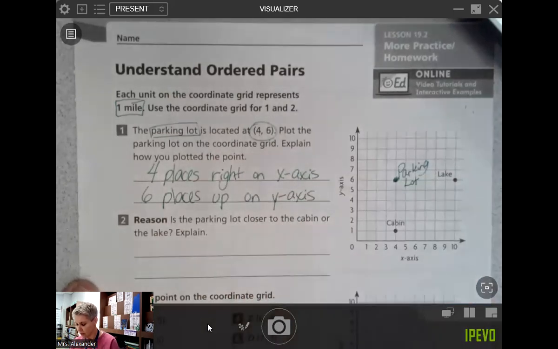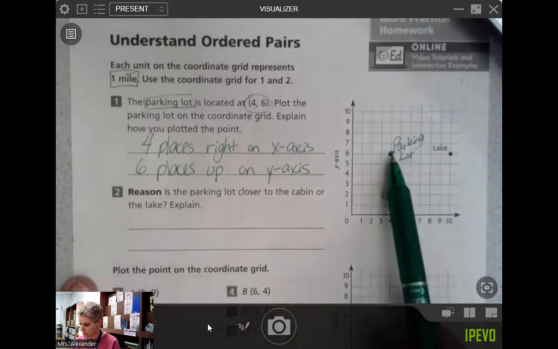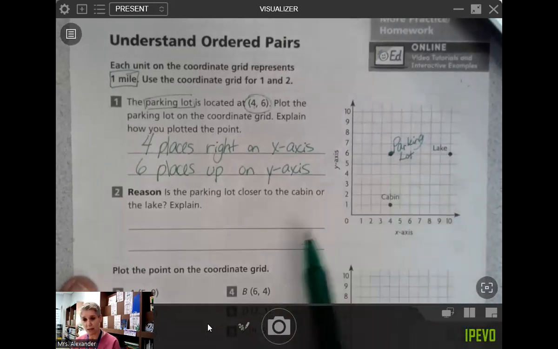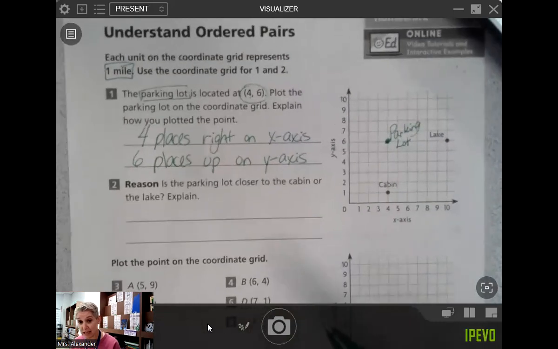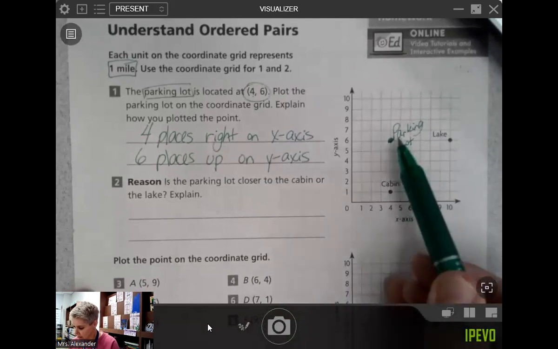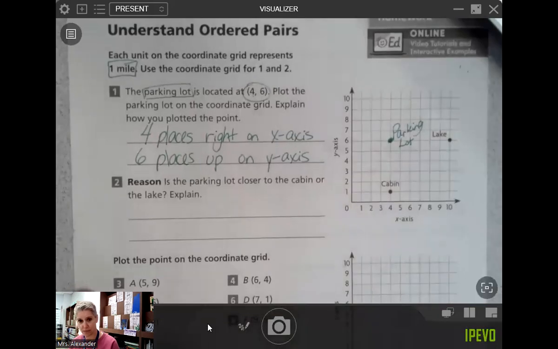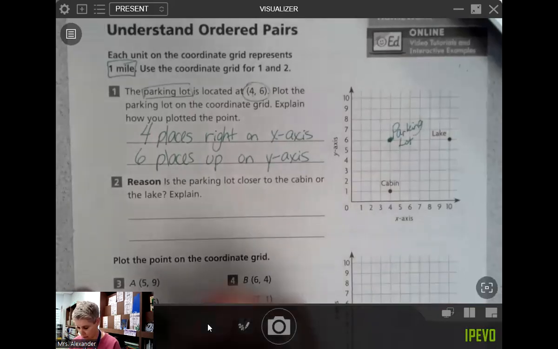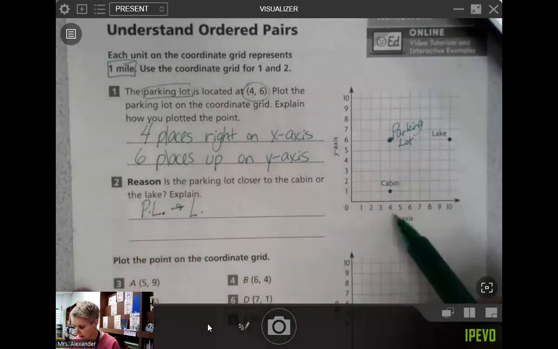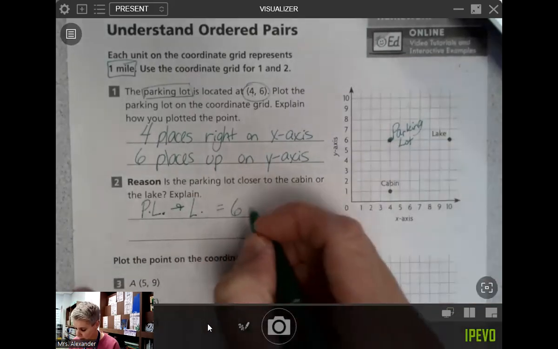Is the parking lot closer to the cabin or the lake? So here we can see the lake and the cabin. I think visually we want to say that it's closer to the lake, but let's explain. Let's be sure. The parking lot was at 4, 6. The lake is at 10, 6. How many miles away would that be? Parking lot to lake, 4, 6 to 10, 6, would equal 6 miles.